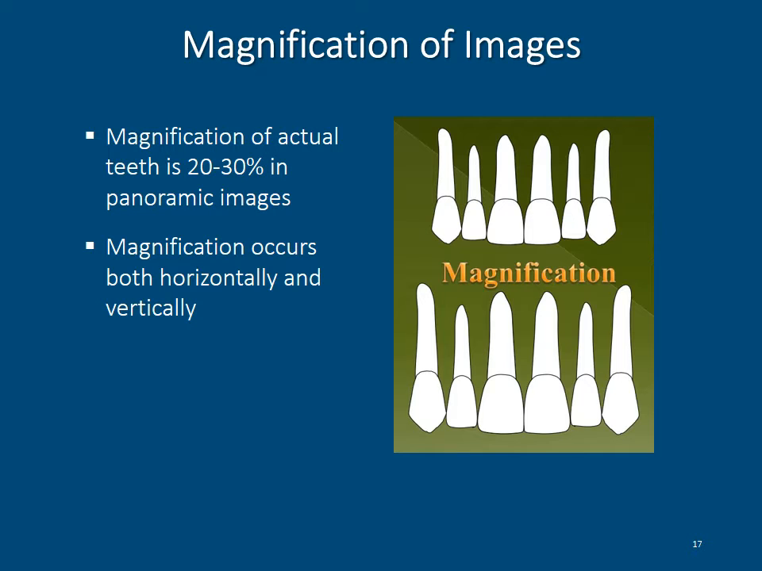This is a diagram of the changes in magnification that occur because of the panoramic imaging. You will see that magnification can be up to 30%, and it occurs either horizontally, vertically, or both when you're exposing a panoramic image. This is unlike the type of image we get with periapical radiographs, where the image is very close to the natural size of the teeth.